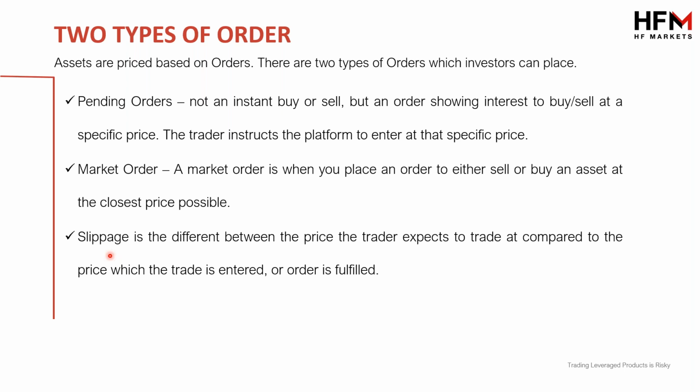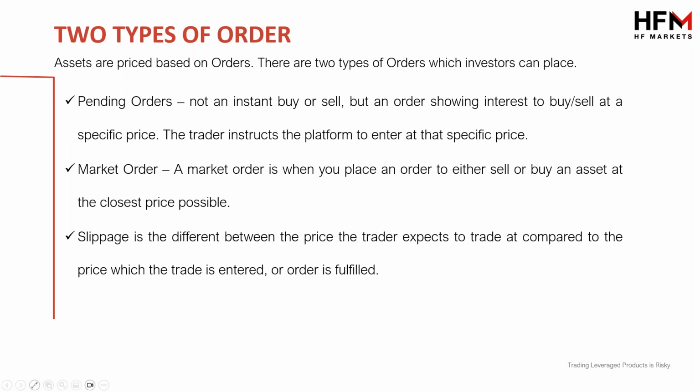But the reason I mention this, ladies and gentlemen, is because people also need to be aware that there's two types of orders within the market, which are going to influence the price as well. Now, the first type of order is pending orders. Pending orders is when you're not instantly entering a buy or a sell, but instead you are ordering the platform and showing interest to speculate a direction of the market at a specific price.